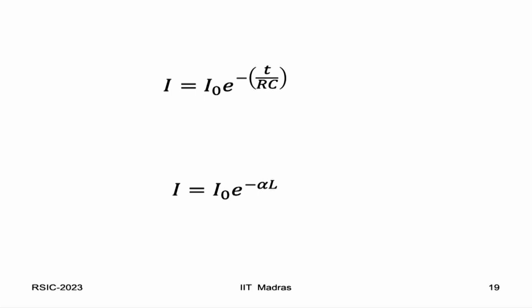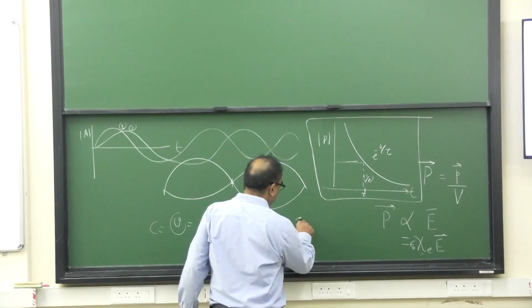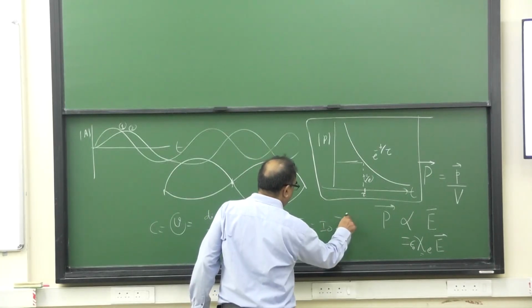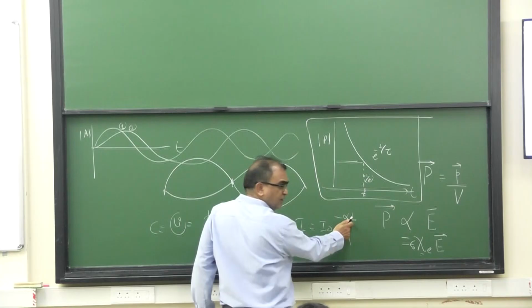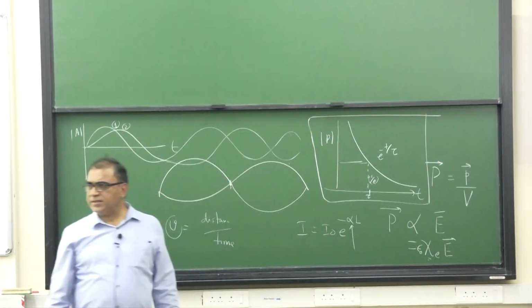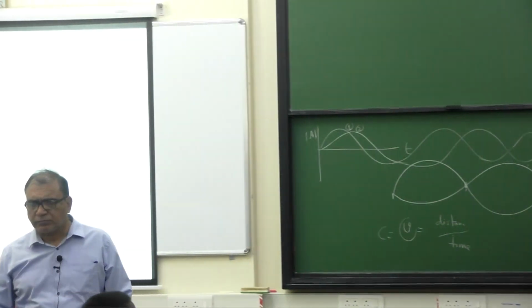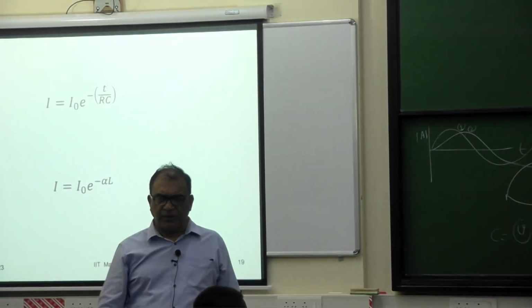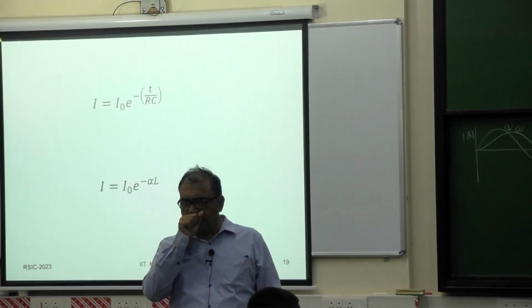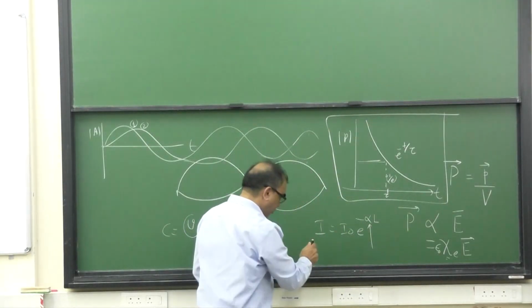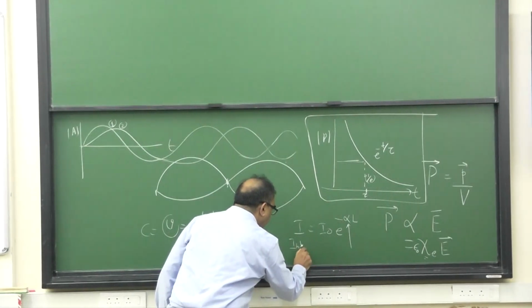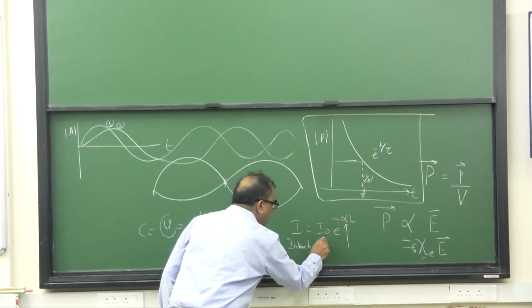Another similar equation: I is equal to I0 e to the power minus alpha L. So this alpha is something like 1 by L. Alpha has dimensions of 1 by L, centimeter inverse, where L is length. In this case it is intensity, because I am talking about light, and I0 is the initial intensity.